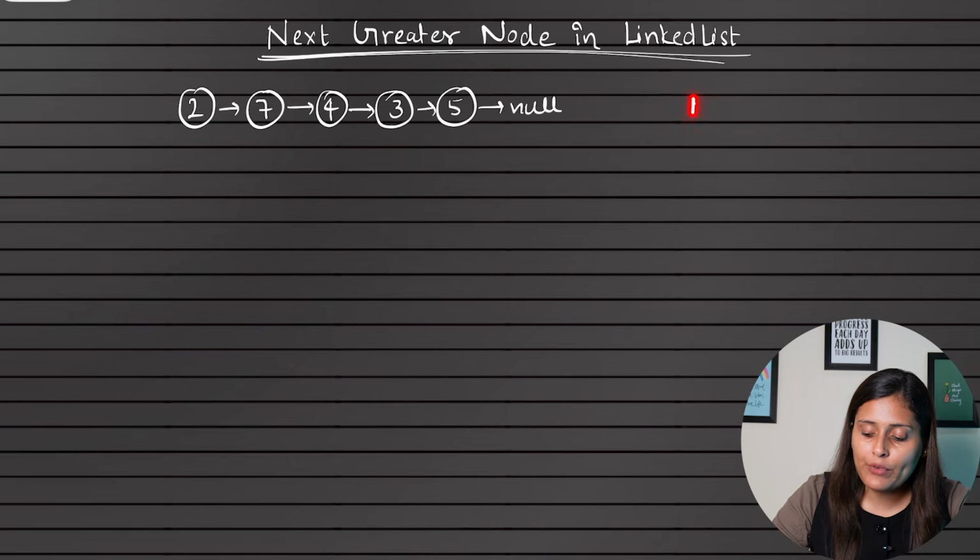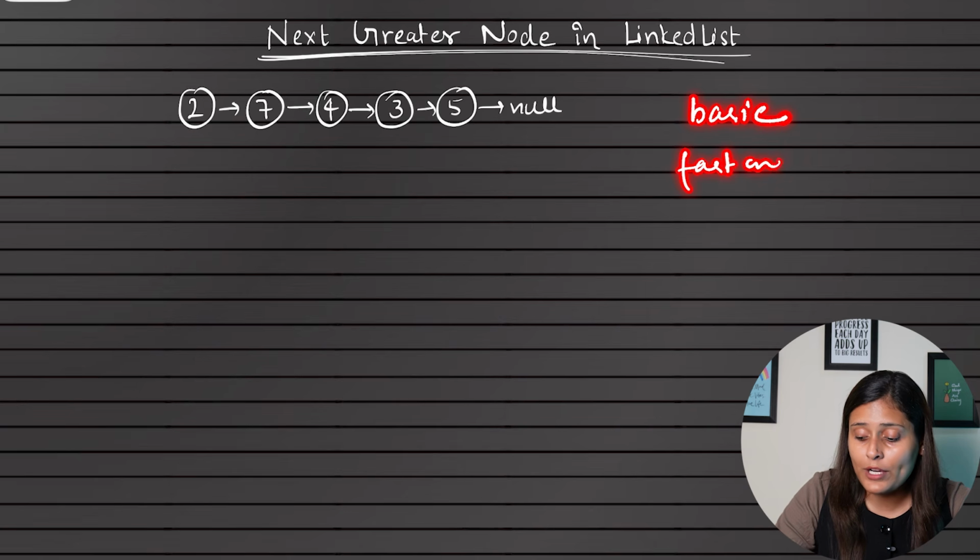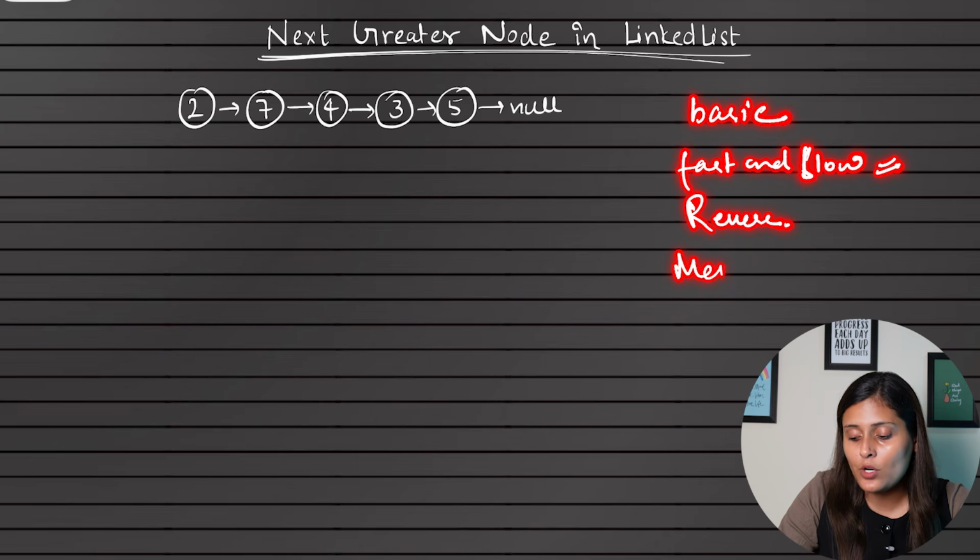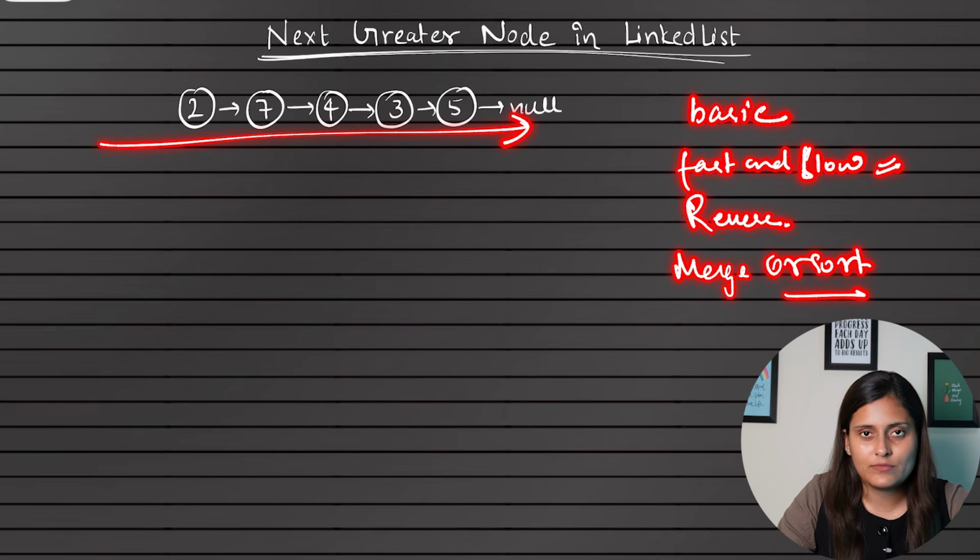So as of now, we have learned basic patterns in linked list. Then we have learned fast and slow pointer, which helps us to calculate the middle of the linked list or to detect cycle, correct? Then we have learned about reversal pattern, correct? And then we have learned about merge or sort pattern. So here we have nothing to apply such logic, correct?